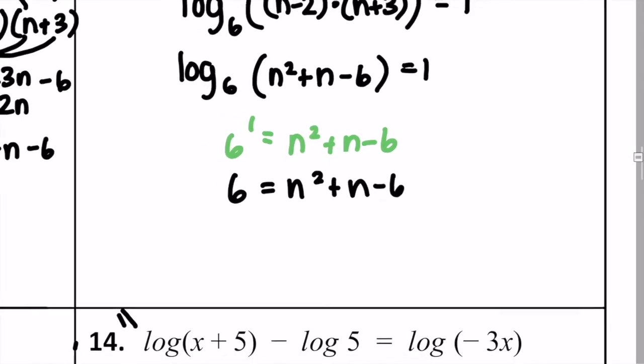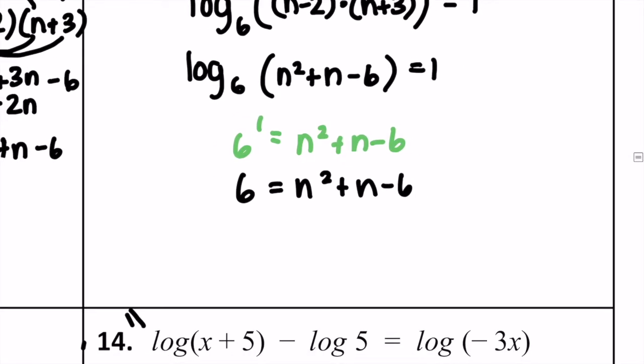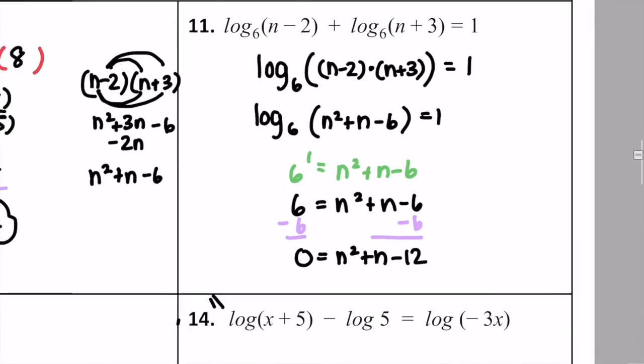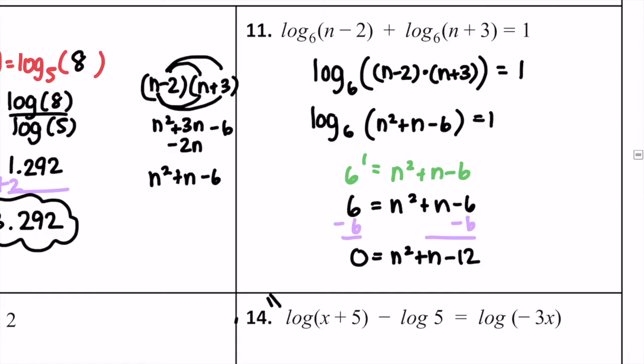From here, this is a quadratic equation. I need to get all my terms to one side. I'm going to subtract 6 to get all my terms to the right-hand side. N squared plus n minus 12 is equal to 0 is what I get. I'm going to factor that right-hand side. I need two numbers that multiply to negative 12 and add up to positive 1. That's negative 3 and 4. So I have x minus 3 times x plus 4 is equal to 0.